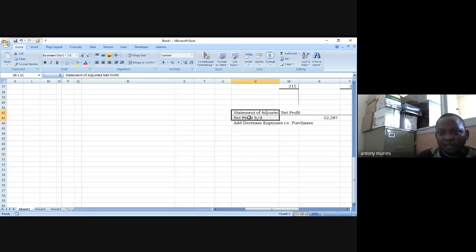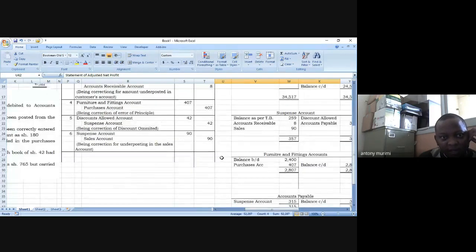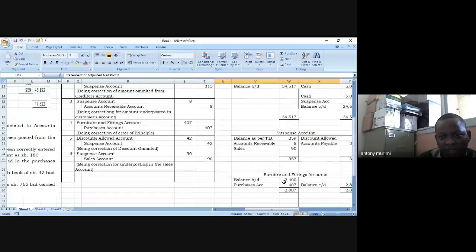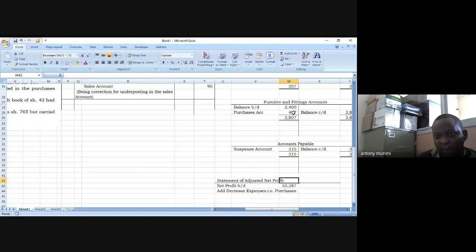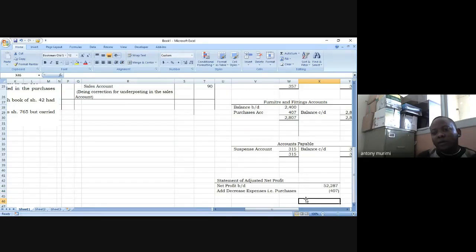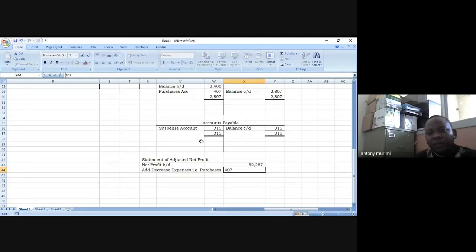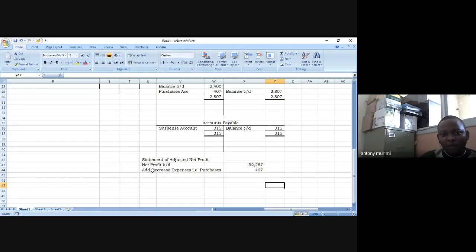And purchases has decreased by how much? As per our journal, purchases has decreased by 407. Tuko pamoja? A decrease in an expense will increase our net profit. So therefore we add decreases in expenses.